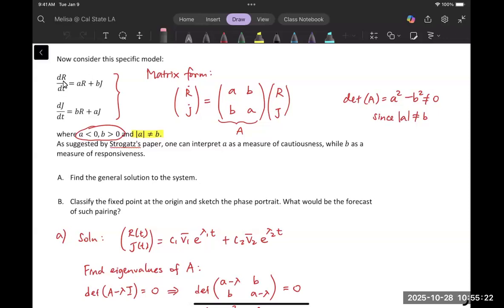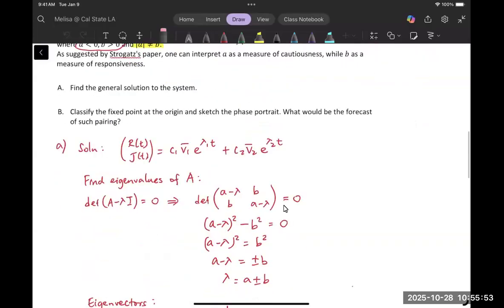So Romeo's responsiveness towards Juliet's feeling. Okay, so here because A is a measure of consciousness, A is negative, right? Because if you're self-cautious, that means your feelings towards the other person will decrease over time. And then B is positive. And here we have another restriction that the absolute value of A is not equal to B. Okay. So we work it out and we find the general solution to the system.